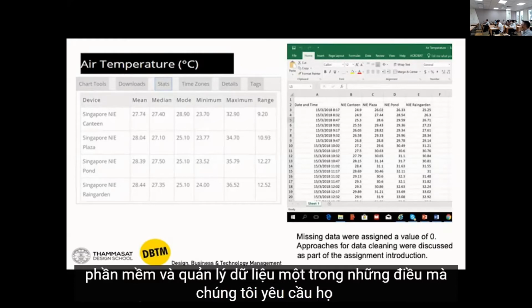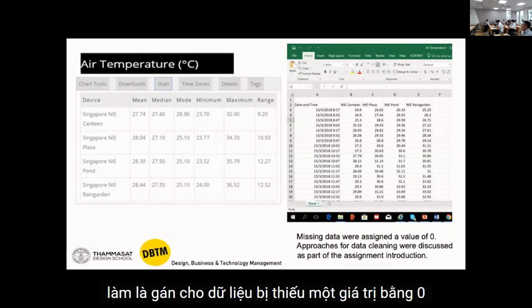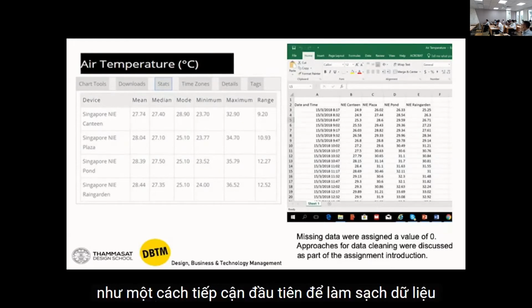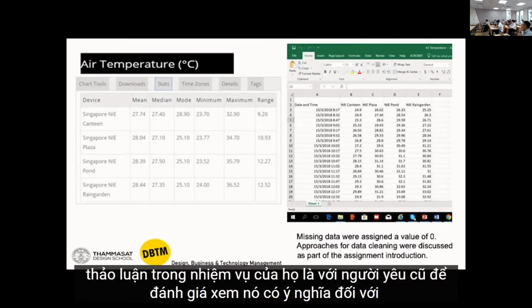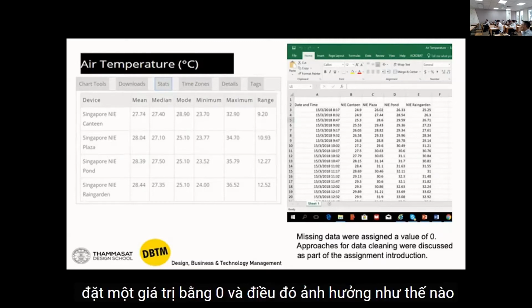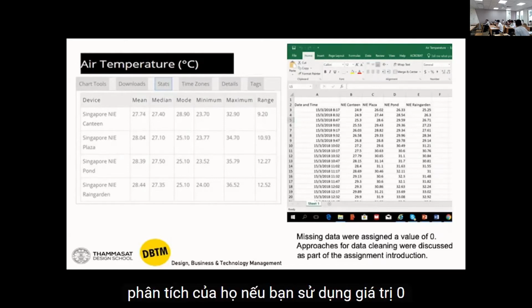One of the things that we asked them to do was to assign missing data a value of 0 as kind of a first approach to cleaning the data, and that was something we also asked the students to discuss in their assignment, was to evaluate whether it was meaningful to put a value of 0 and how that impacted their analysis if you used a value of 0 for missing data.